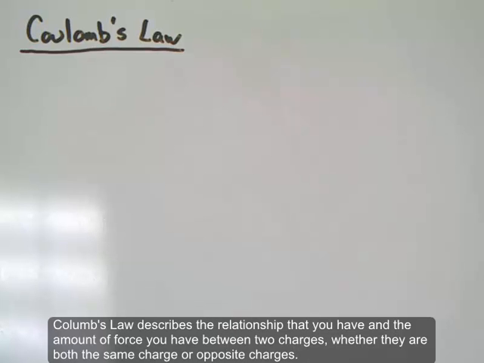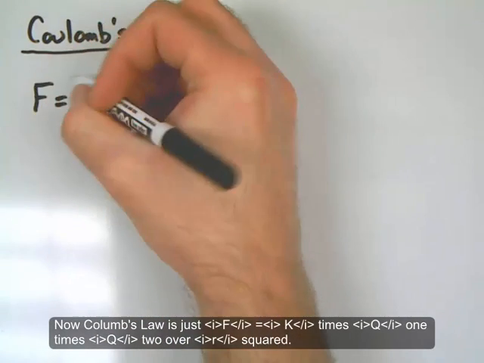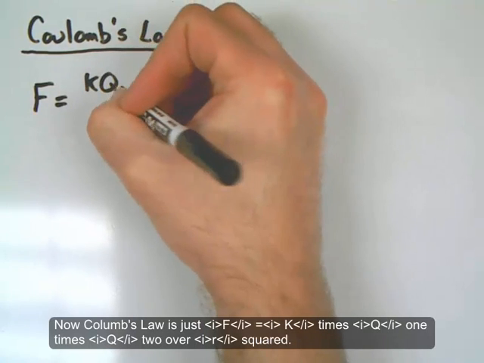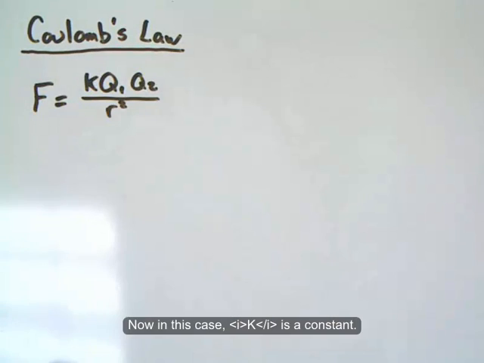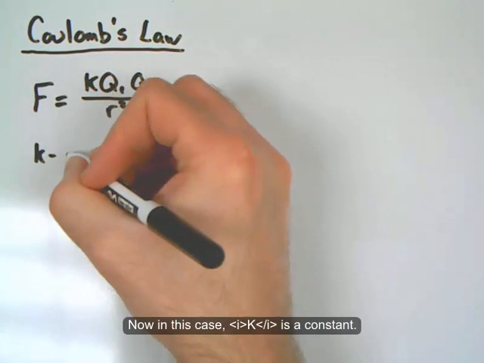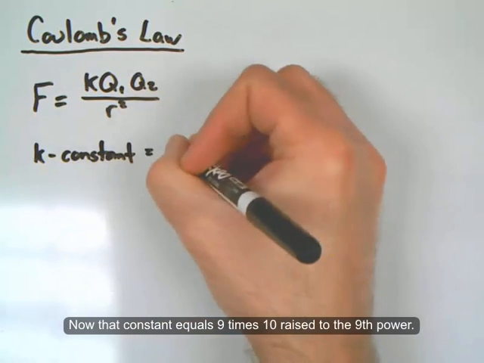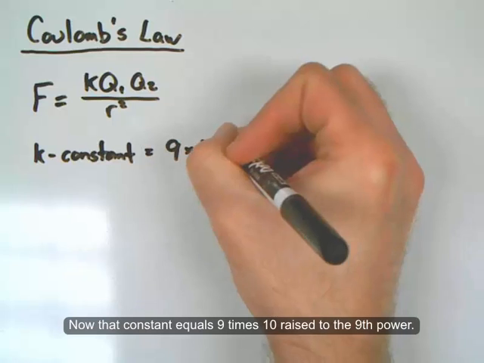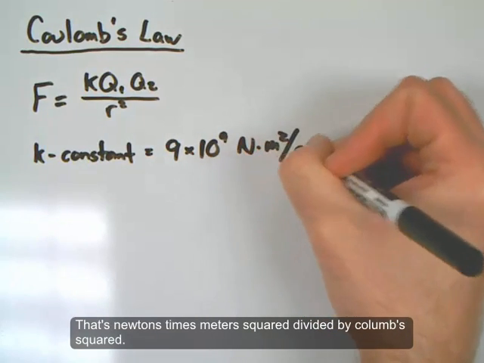Coulomb's Law describes the relationship between the two charges and the amount of force you have, whether they're both the same charge or both opposite charges. Now, Coulomb's Law is just F equals k Q1 Q2 over r squared. In this case, k is a constant, and that constant equals 9 times 10 to the 9th newton meters squared divided by coulombs squared.